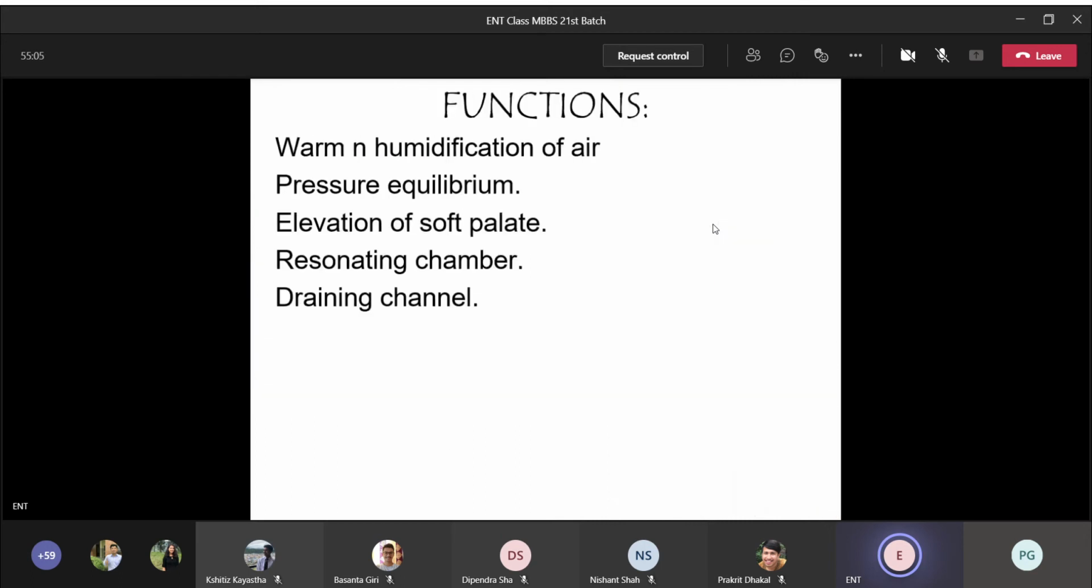Functions of the nasopharynx are warming and humidification of the air, and maintaining the pressure equilibrium. It helps in the elevation of the soft palate, and it acts as a resonating chamber during voice production and is a draining channel also.